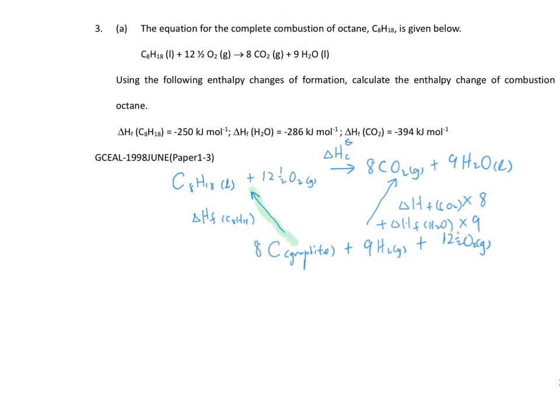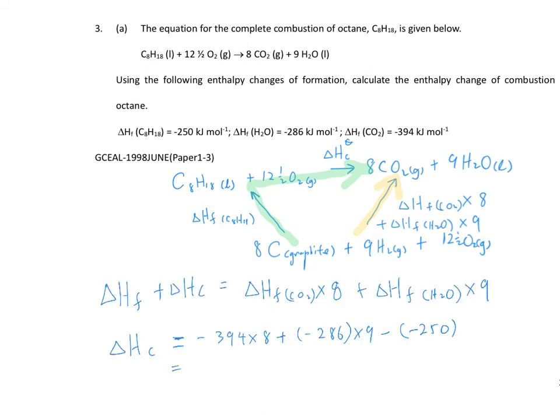Carbon and hydrogen, they convert into the octane and then combust to give the carbon dioxide. And also, the carbon, hydrogen, and oxygen, they can also directly convert into the carbon dioxide and water on the right-hand side. And then we can find out the answer, which is 5,476 kJ per mole.